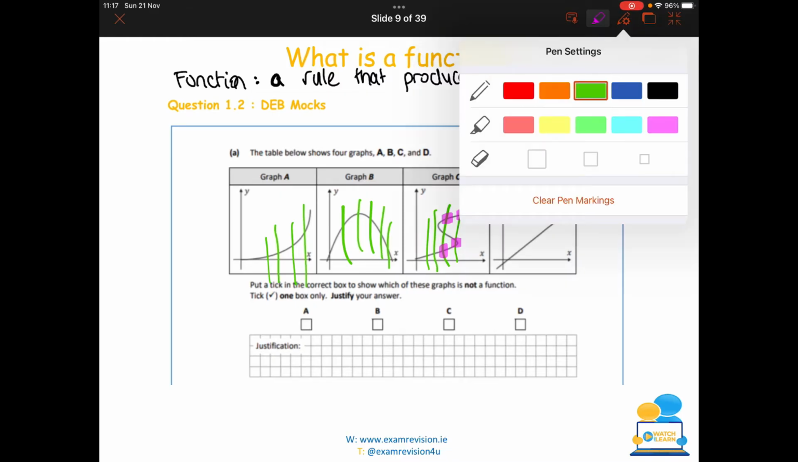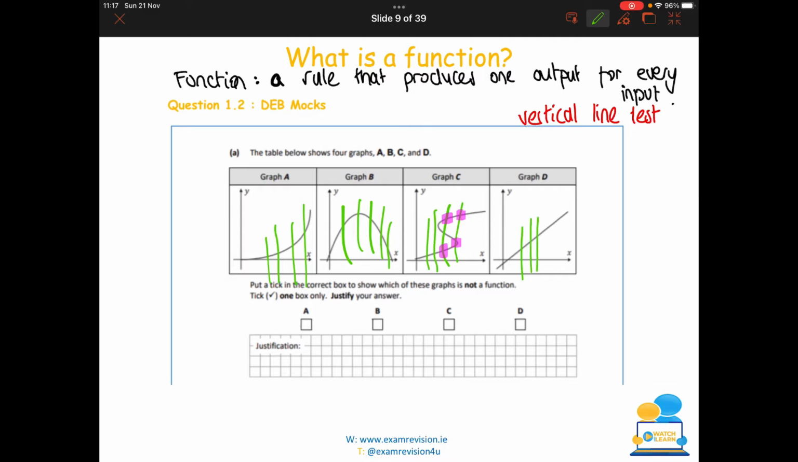Graph D then, let's just check. My vertical lines hit the graph once, so therefore it's a function. Graph C is not a function. The reason it is not a function is that every input does not have a unique output.